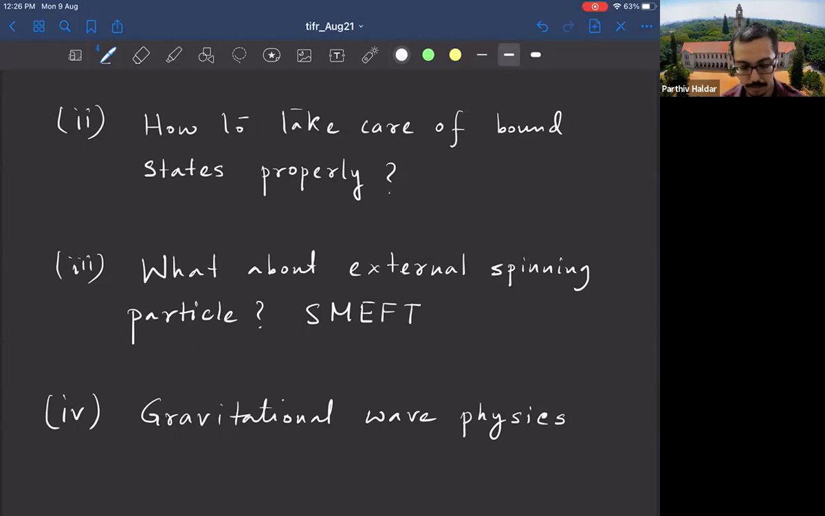And in particular, from a more practical point of view, what can be said, for example, for standard model effective field theories? How do we apply these things in the context of standard model effective field theories? For example, in effective QED Lagrangians, like Euler-Heisenberg Lagrangians, and so on and so forth.